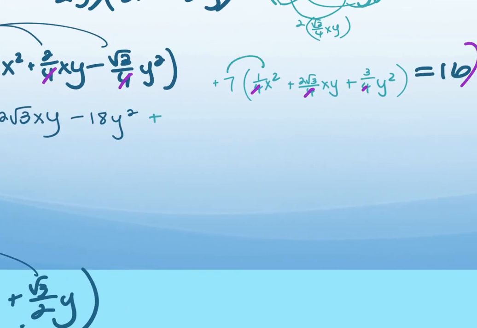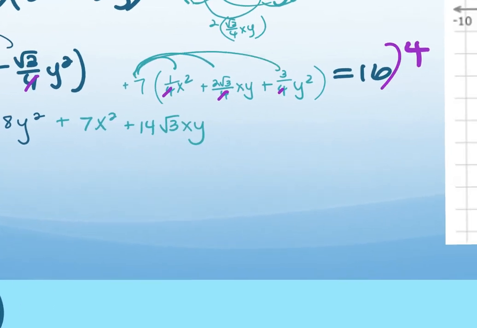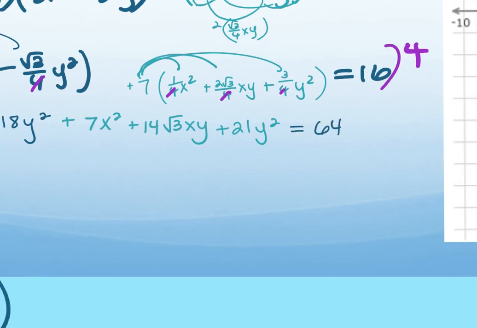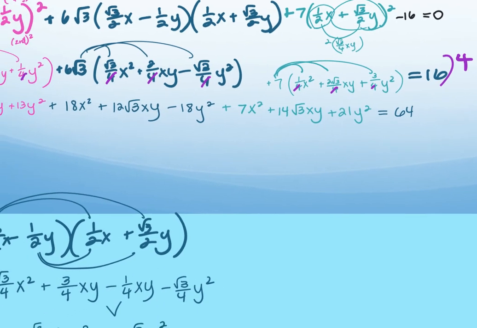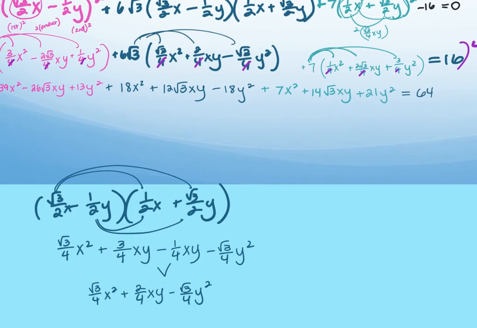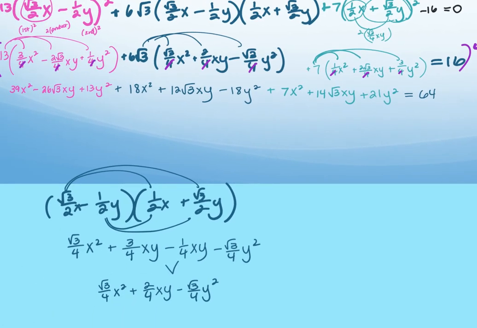Then I go to the last one, distribute in the 7. So 7 times 1/2 x squared would be 7 x squared. 7 times 2 root 3 xy, positive 14 root 3 xy. And last, 7 times 3, positive 21 y squared. Equals 64. That 16 got multiplied by the 4. With me so far?